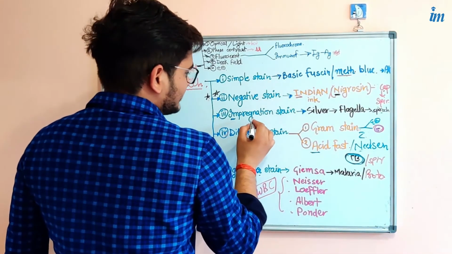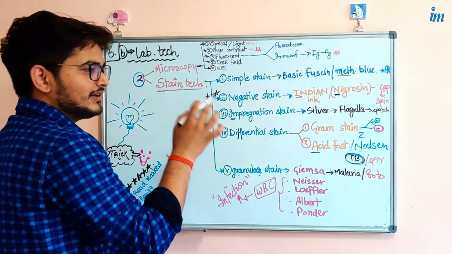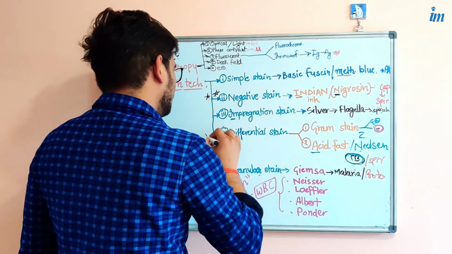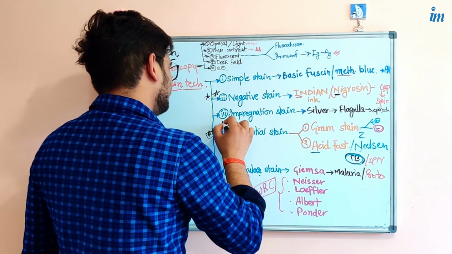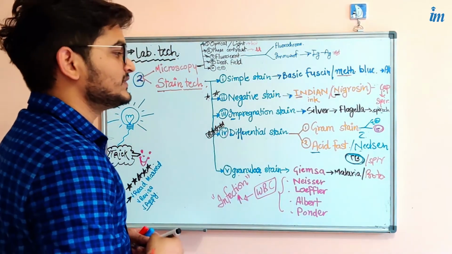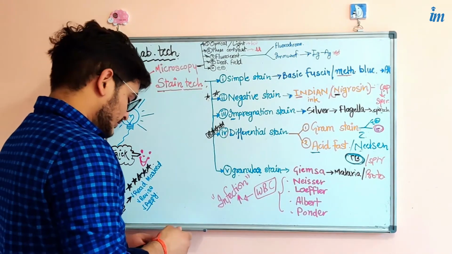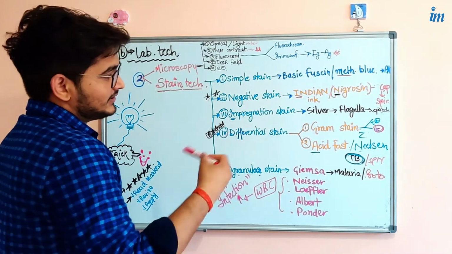Impregnation stain is somewhat outdated, and they have not asked this question in the last 5 to 10 years. And the last one, differential stain, is very important from the exam point of view in all exams. No doubt you will have to remember this. Just remember my bonus round in the last slot. I gave you 5 lines to solve all questions based on stain, and this is part of it.